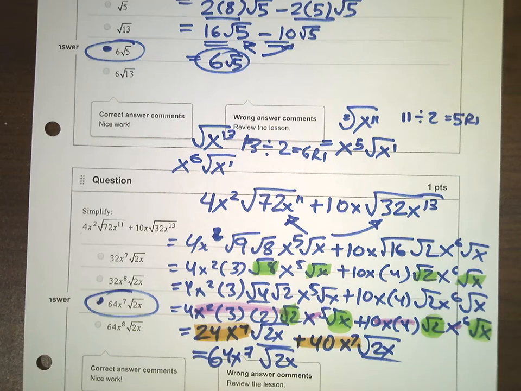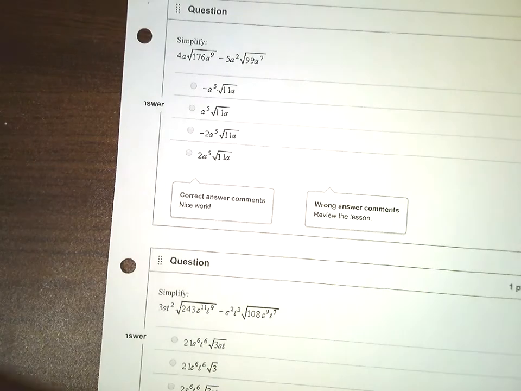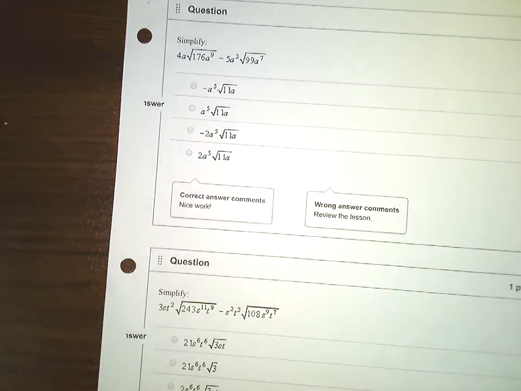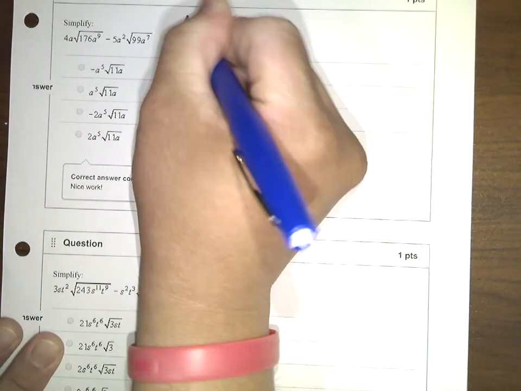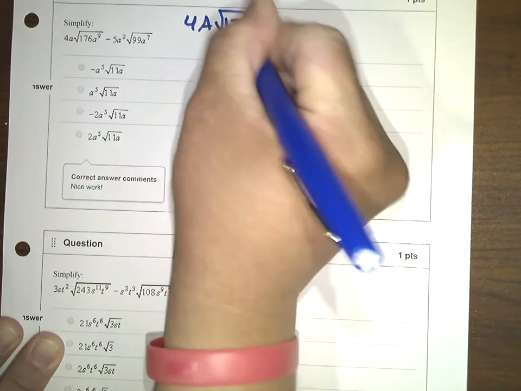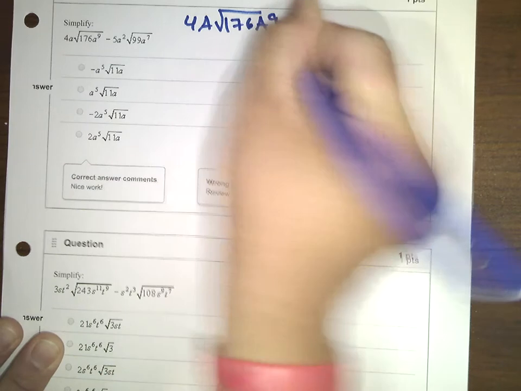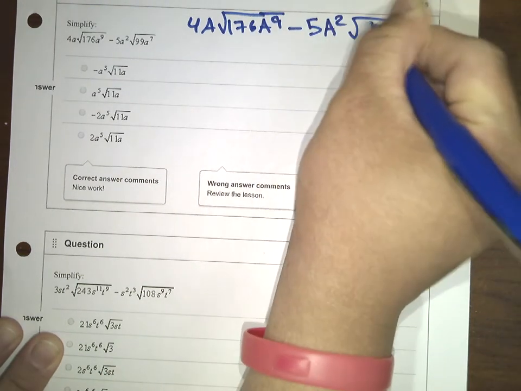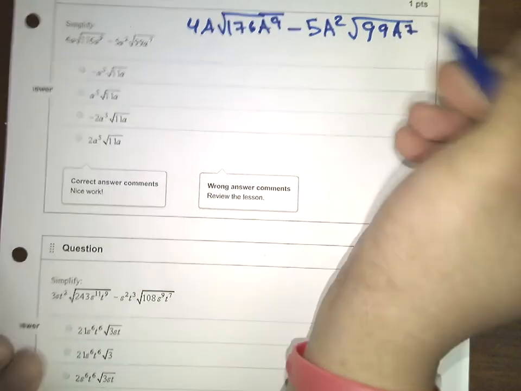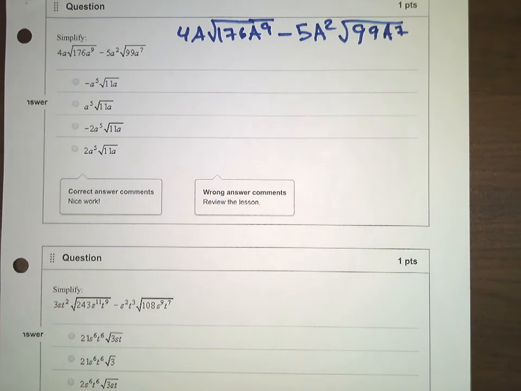All right, so let's try another problem right here today. Hopefully this is something where you feel like you could get the hang of it fairly easily. So let's look at another one here. We have 4a square root of 176a to the 9th minus 5a squared square root of 99a to the 7th. All right, so what are we going to do here?